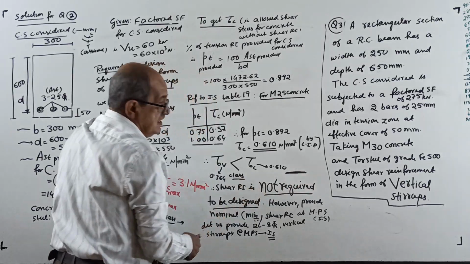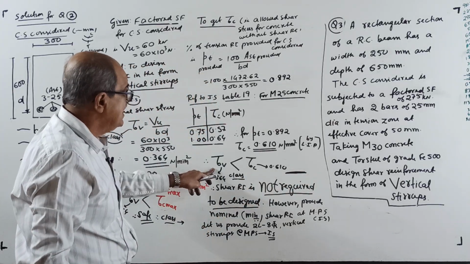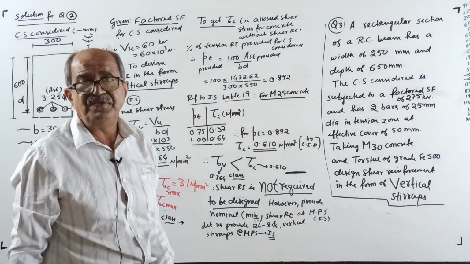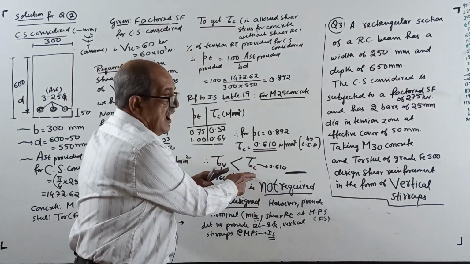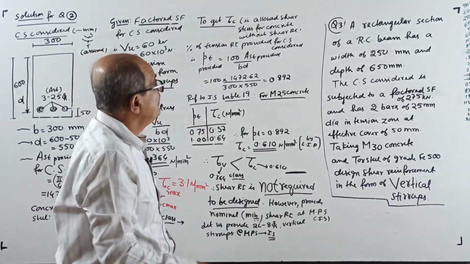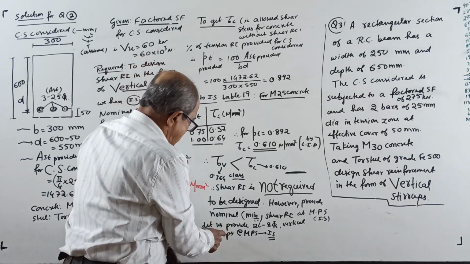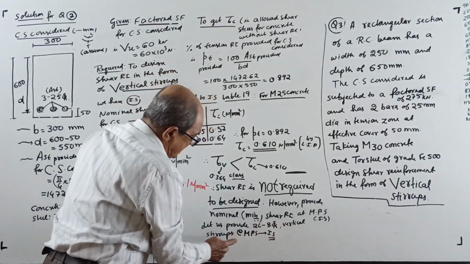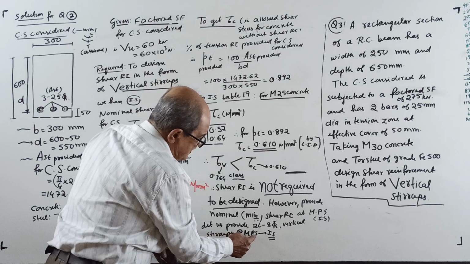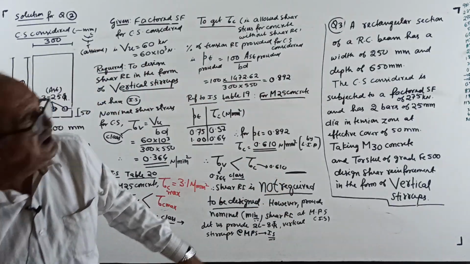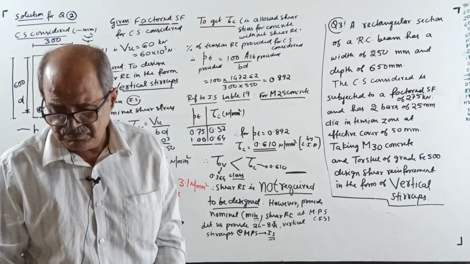But what will happen in the next question? Your tau V will come more than tau C. So shear reinforcement is required to be designed. Therefore, I already explained question number 3. Now do one thing, I will remove this one. Question number 2, where did I stop? Let us provide 2-legged 8 mm Tor vertical stirrups at maximum permissible spacing as per IS code. I will rub the portion cleanly and then continue.